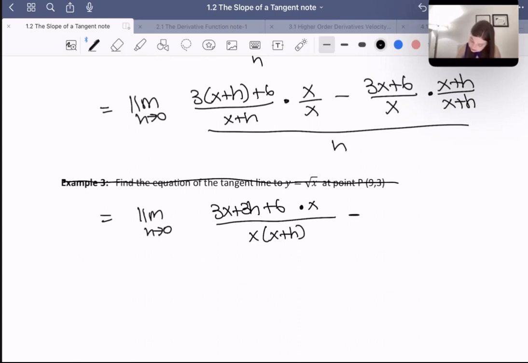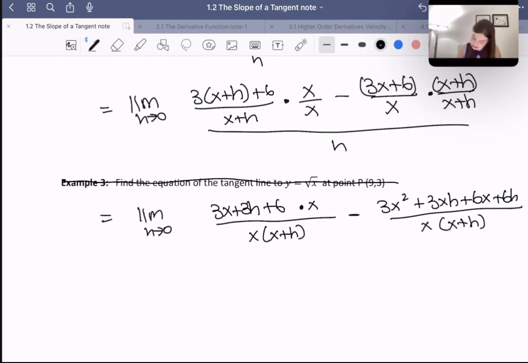subtract, let's see, if we use our distributive property, our FOIL method, we're going to get 3x squared plus 3xh plus 6x, plus 6h. Yeah, it's the last one I was missing, plus 6h over x times x plus h. And that's all over h.